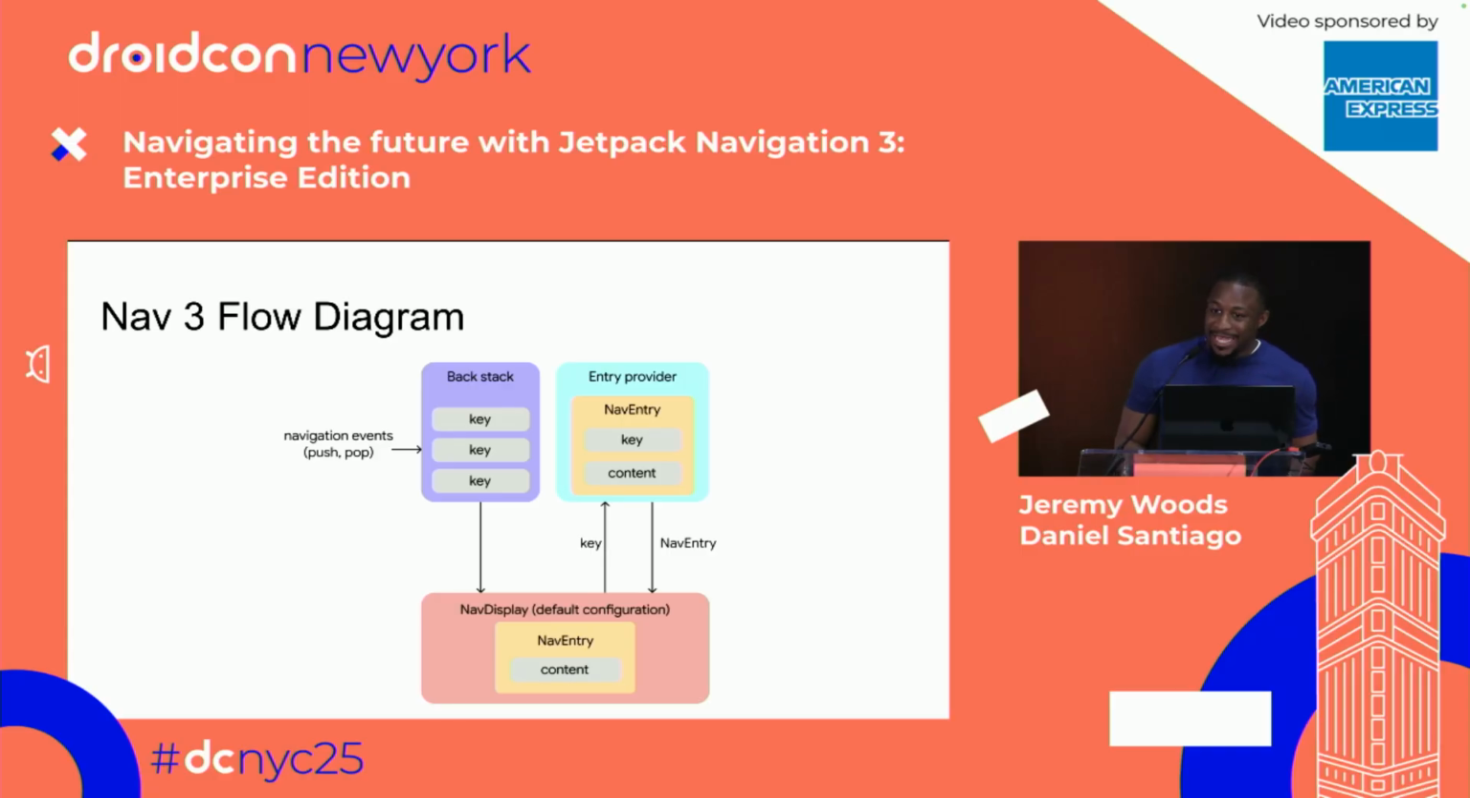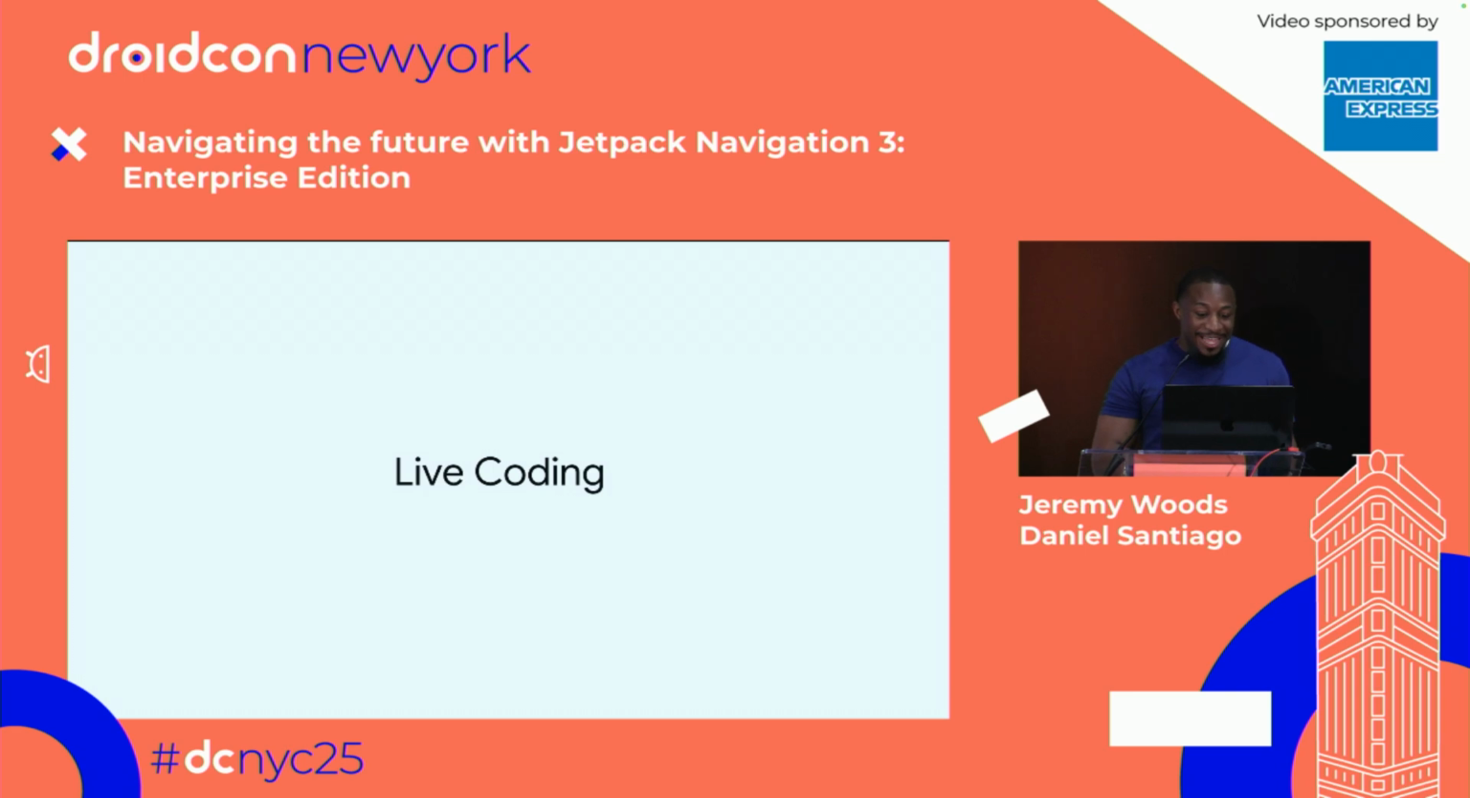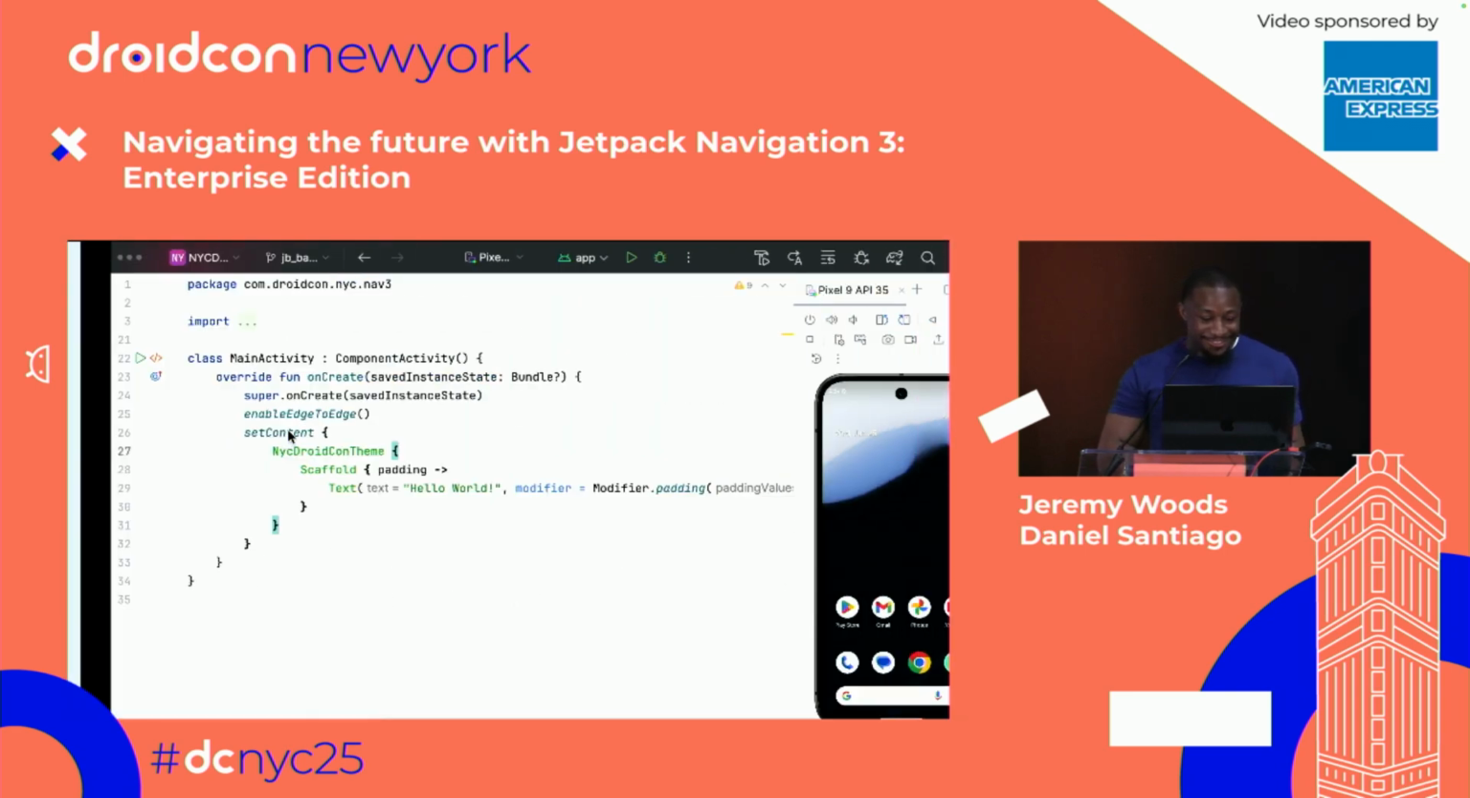So you have a backstack, and then you do navigation events to that backstack. Nav display knows about that backstack. It gets a key that you have given to your backstack. It passes it to the entry provider. The entry provider gives you a nav entry back, and then nav display can display the content from that nav entry. And now we'll get into some live coding and see how this goes.